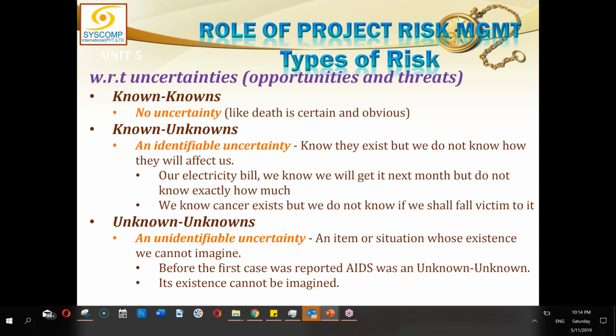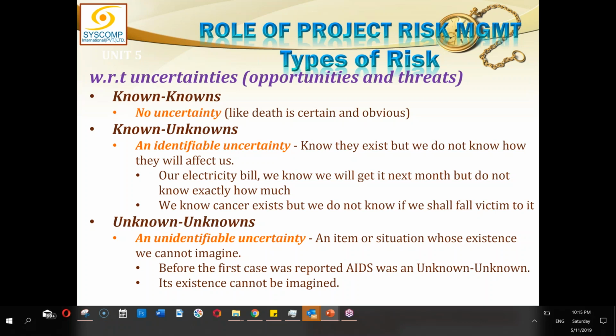So this is an identifiable uncertainty. We know that they exist, but we do not know how they will affect us. For example, our electricity bill: we know we will get it next month, but do not know exactly how much. How much will the electricity bill be? The cost may have risen, many factors affect it, and it may be a complete surprise to me. We know that cancer exists, but we do not know if we shall fall victim to it.